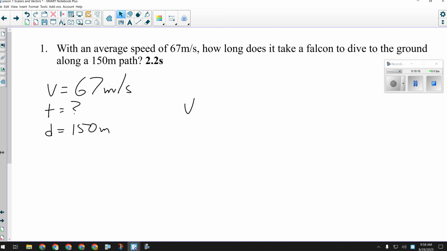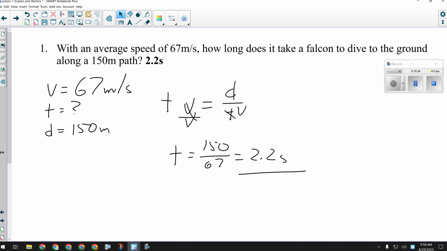We've got this formula that we can use, v equals d over t. We're just looking for t, so it's the manipulation we just talked about. Multiply both sides by t, divide both sides by v. And we'll have 150 divided by 67. It should take 2.2 seconds. Ringing a bell from last year?